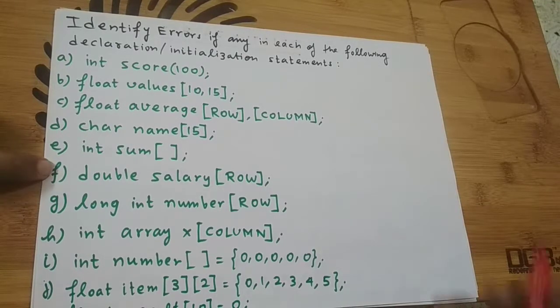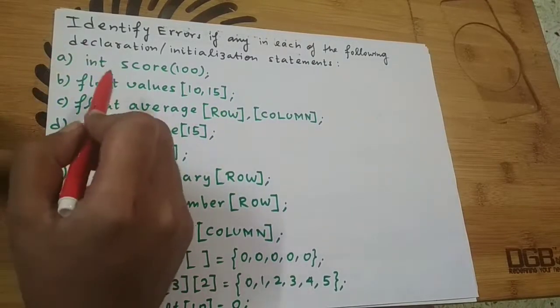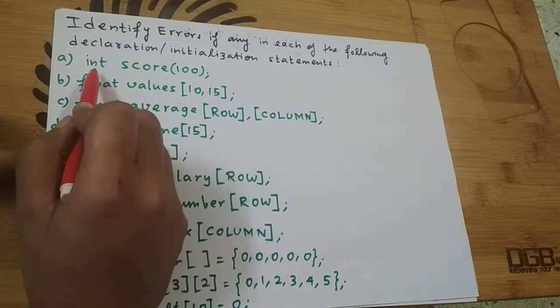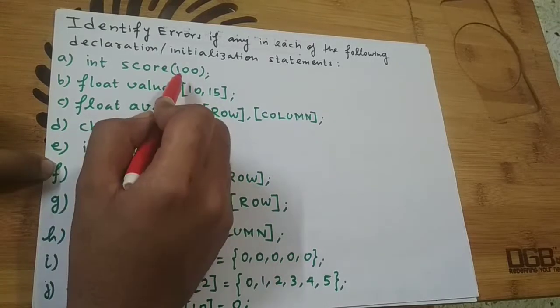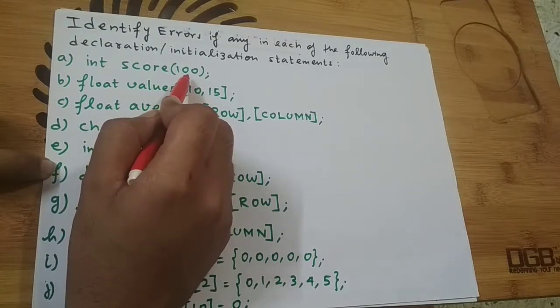So let's start. So here we have question number A. Now see what is given here. We are declaring an array, of course. Now the data type is mentioned. There is a built-in type int, no issues. Score is a legal identifier, no issues there. But what about the size? The size is 100. That's fair enough.